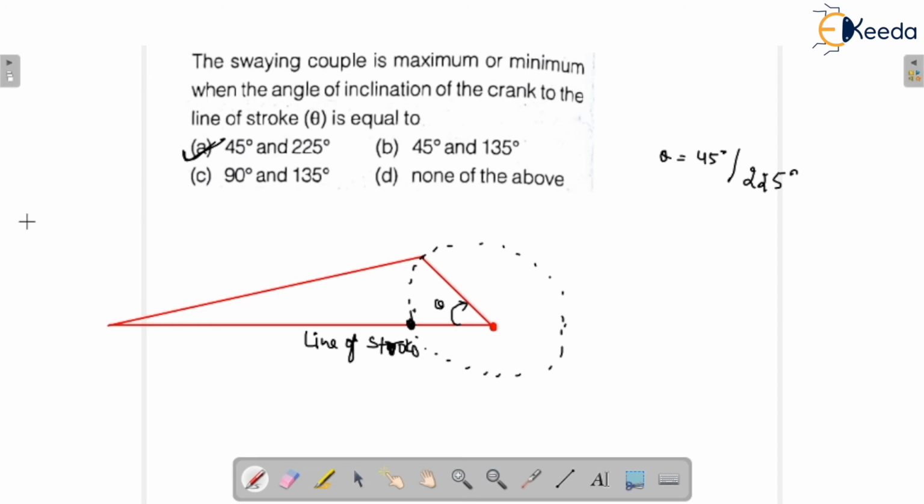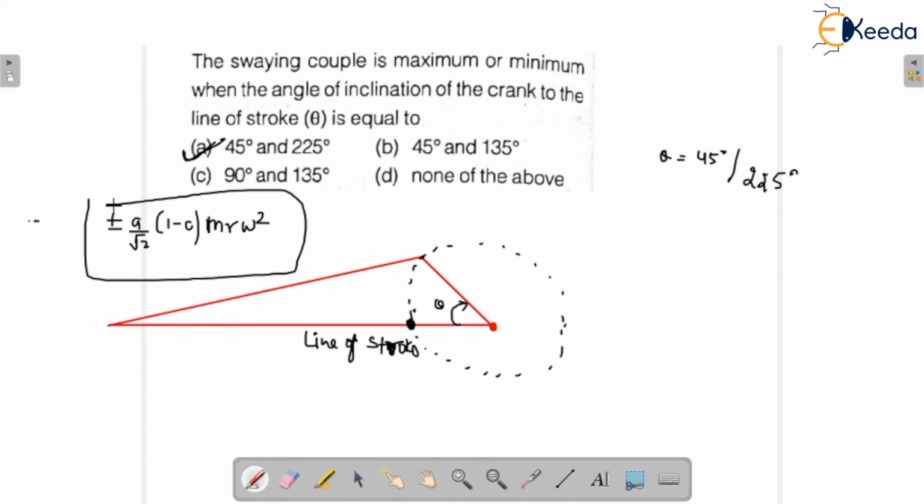And what would be the variation in the sine couple? We all know the variation in the sine couple is plus or minus a by root 2 times (1 minus c) m r omega square. It may be plus, it may be minus, so both values are valid. Here m is the mass of the reciprocating masses, c represents the fraction of the reciprocating masses that is to be balanced, and a is the distance between the two cylinders. So this is the variation in the sine couple.